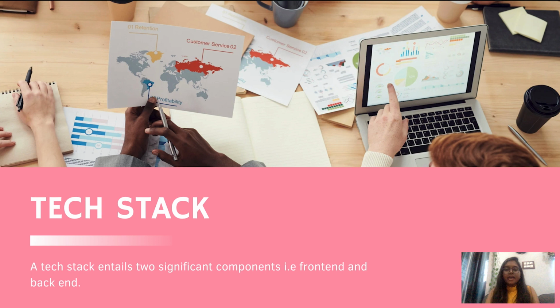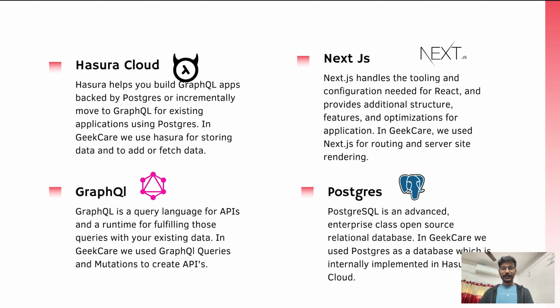So coming to the tech stack, I will request Arindam to take over from here. So this is almost the overall high-level tech stack. We chose Next.js because we wanted the application to have a single repository for both the front end and back end, and we chose Hasura Cloud along with GraphQL because we had to deliver the application first. We had to take care of all the team capabilities and things like that.